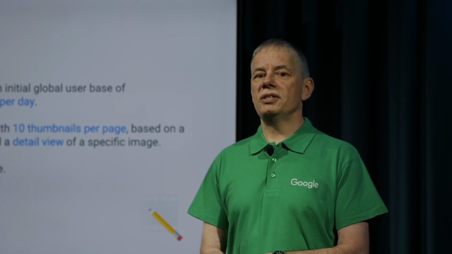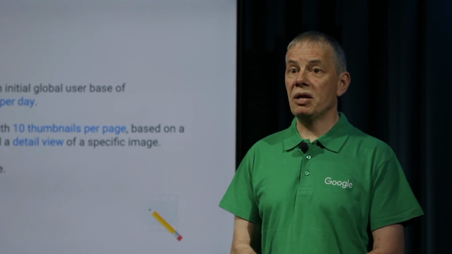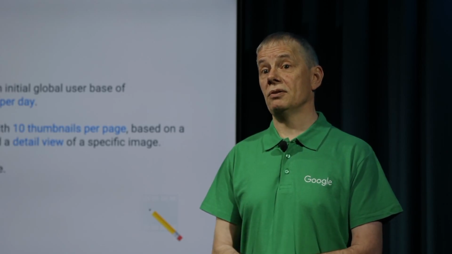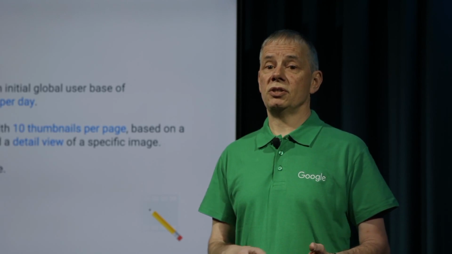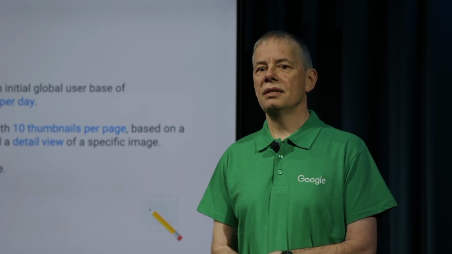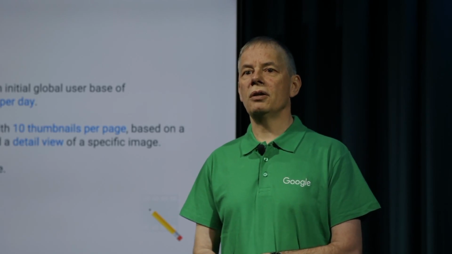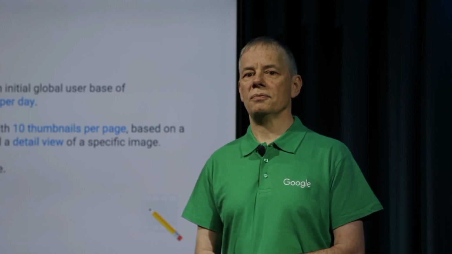The user interface provides two different types of pages. One of them is a thumbnail page, which shows 10 thumbnails of photos based on some search criterion, such as the user or a hashtag or things like that. And the other UI view is a detail of one single photo.